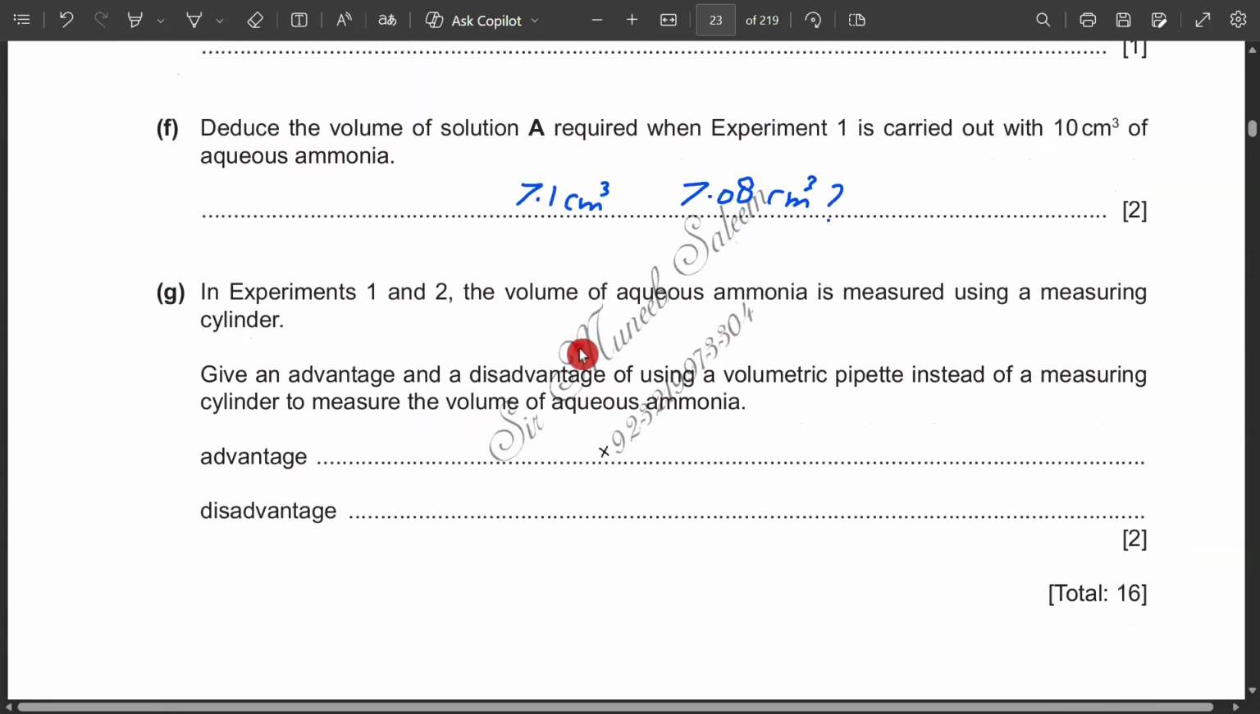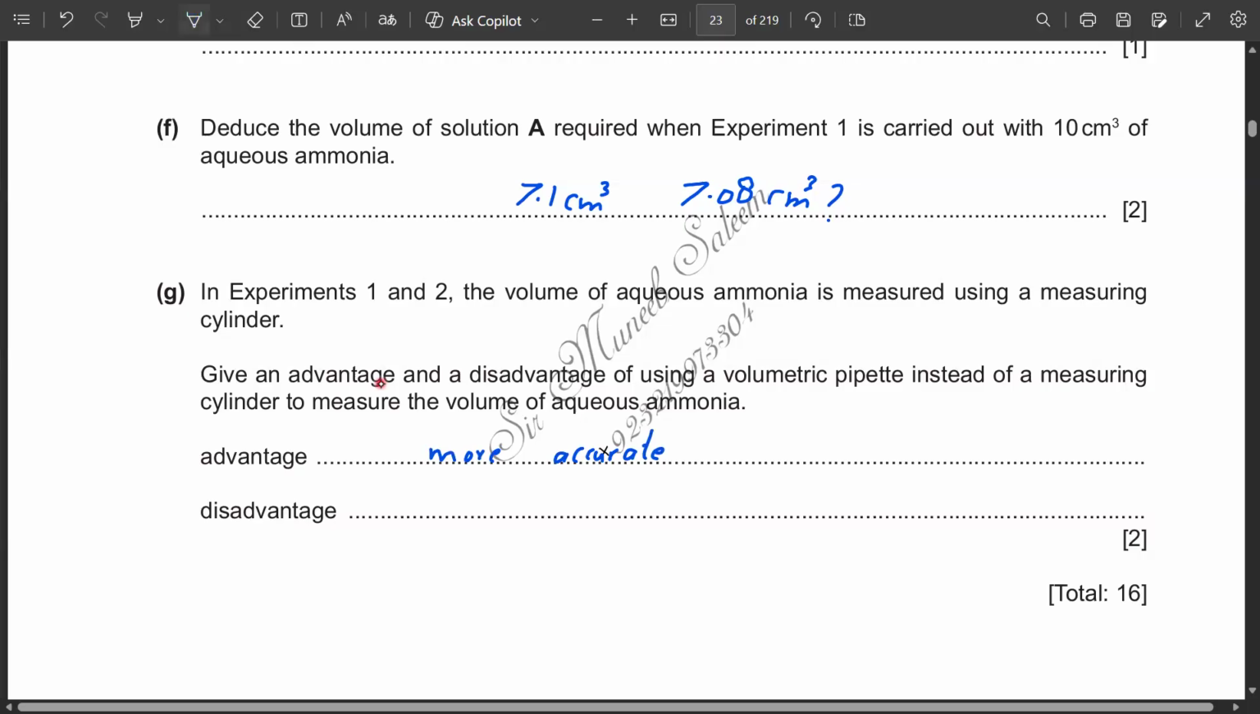So this is done. Then G says: give an advantage and disadvantage of using a volumetric pipette instead of a measuring cylinder. So the volumetric pipette, as you know, is more accurate, because the calibrations on the pipette are very small, and they are also used very precisely for volume measurement. So we will say it is more accurate. Also, the percentage error is smaller in the case of the pipette.